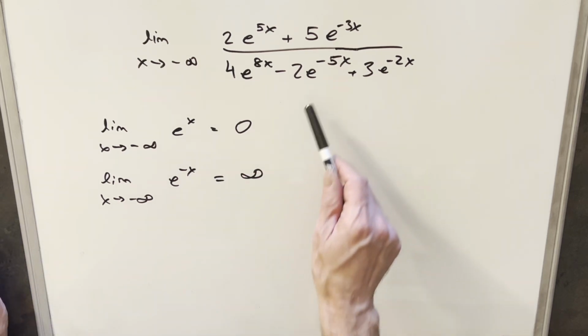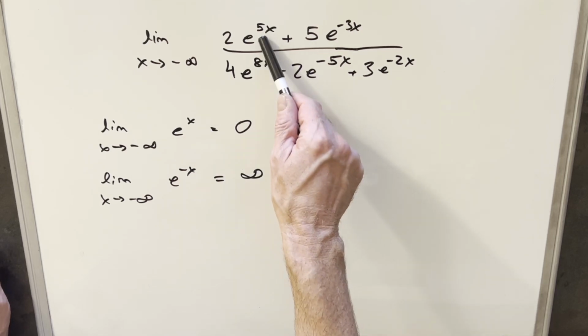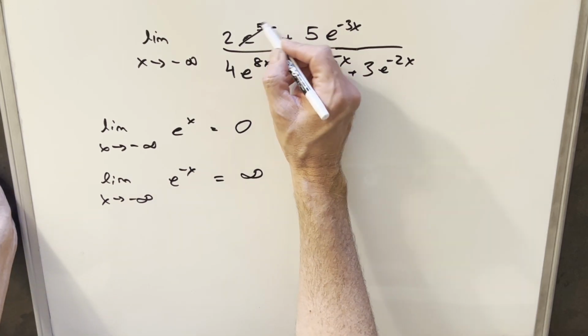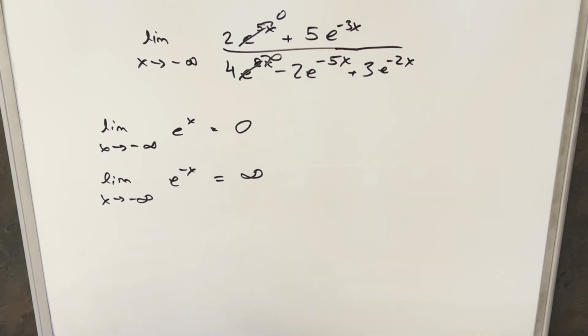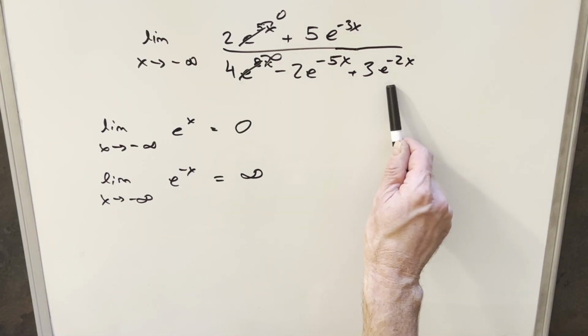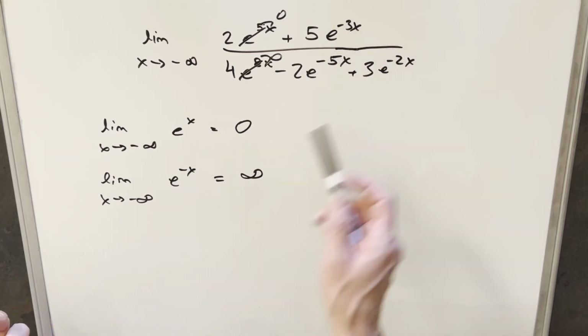So how does this help us with our actual problem? Well, there's not too much difference between e to the x and e to the 5x or e to the 8x. It doesn't really matter. So these terms are going to be just going to 0 here, and that'll give us some simplification. And similarly, e to the minus x is going to be really similar to e to the minus 5x, e to the minus 2x, e to the minus 3x, but again, we just have a multiplier on it. So all these terms are going to infinity.